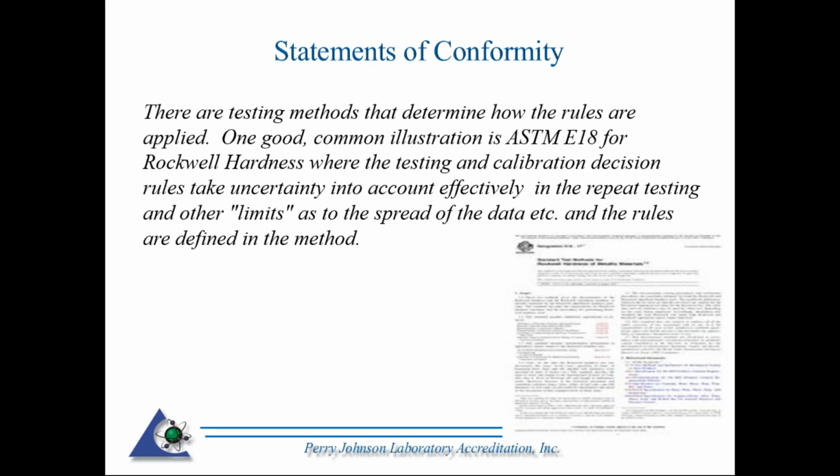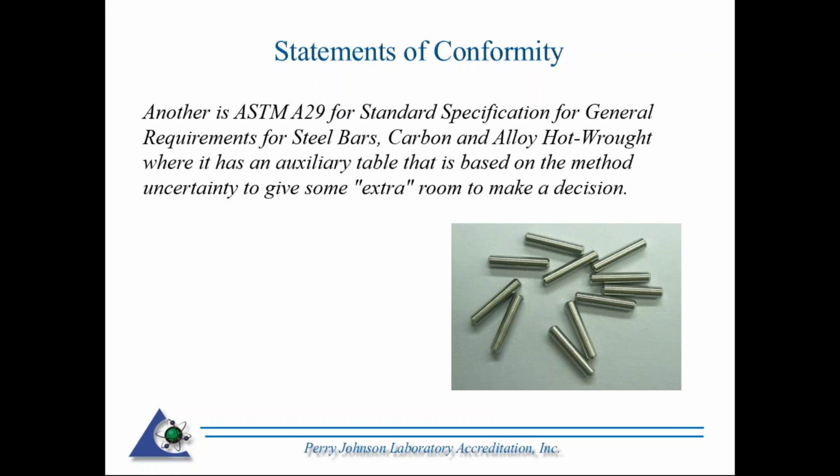Got some examples here. There are testing methods that determine how the rules are applied. One good common illustration is ASTM E18 for Rockwell hardness, where the testing and calibration decision rules take uncertainty into account effectively in the repeat testing and other limits, as the spread of the data, etc., and the rules are defined in the methods. Another example is ASTM A29, the standard specification for general requirements for steel bars, carbon and alloy, where it has an auxiliary table that is based on the method uncertainty to give some extra room to make a decision, i.e. it's inherent within the procedure.